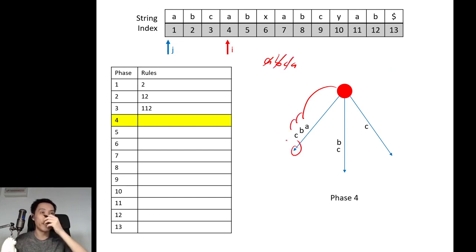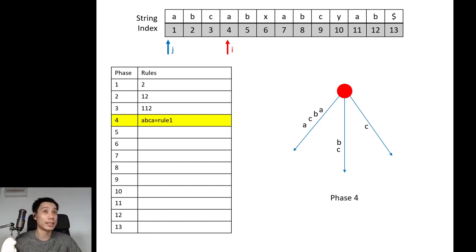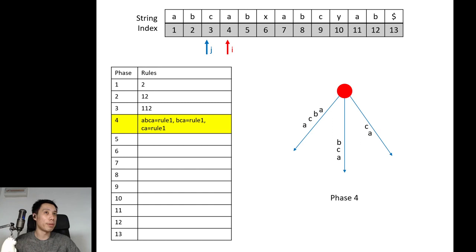Oh, I've reached a leaf. What happens if you reach a leaf? Right? Because we only extend it by 1 alphabet, we know we just put 1 new alphabet, which is rule number 1. Then increment my J, right, which is B, C, A. B, C, right? I've reached a leaf. My last alphabet is going to be A. Just put an A, rule number 1, right? Then CA is going to be rule number 1.